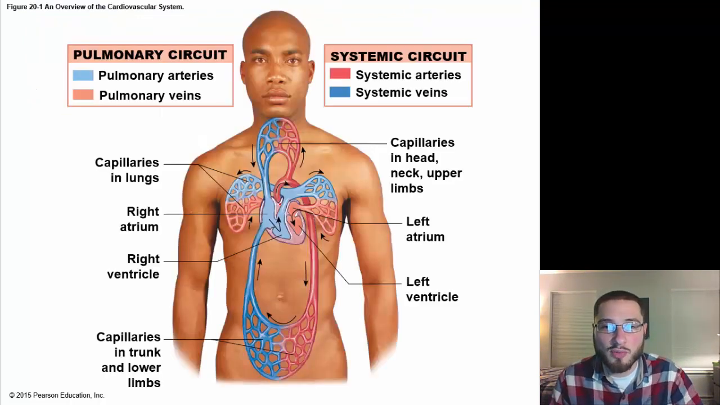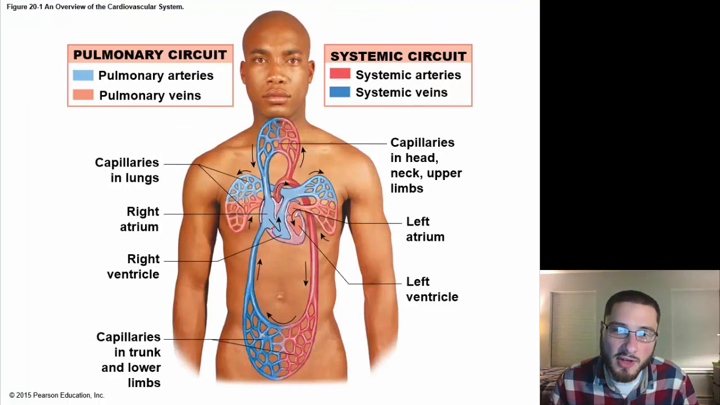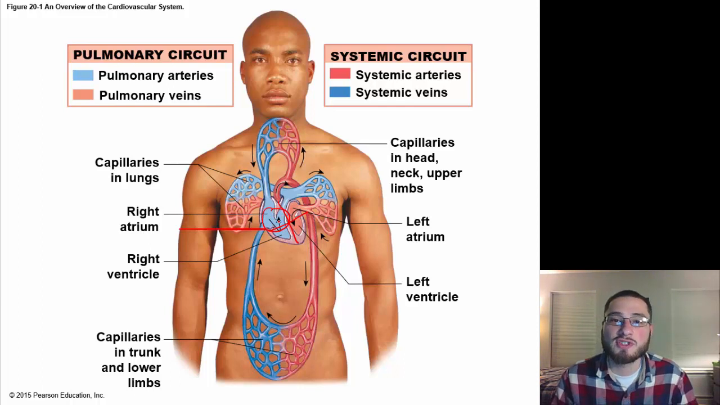So this is a basic diagram where we have the heart, and we like to look at the heart as having four chambers. So we are going to have our right atria. Remember, this is going to be our right atria because it is based on the patient. So this is the patient's right, and this is the patient's left. And the right atria is going to take in oxygen-poor blood from the systemic circuit, and then it is going to send it to the right ventricle. And the right ventricle is going to pump it through the pulmonary circuit.